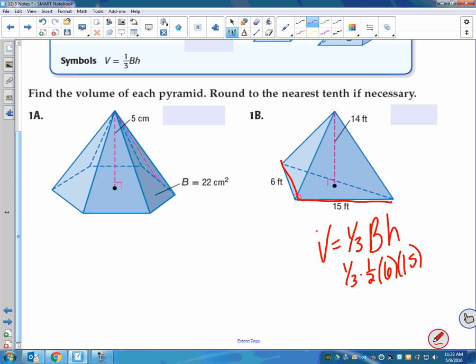You shouldn't have to stress about typing this into your calculator because your calculator does order of operations. So as long as you're multiplying, you can just type it straight in. You can type 1/3 times 1/2 times 6 times 15. But don't forget, I also have to do the height of this, which is 14.